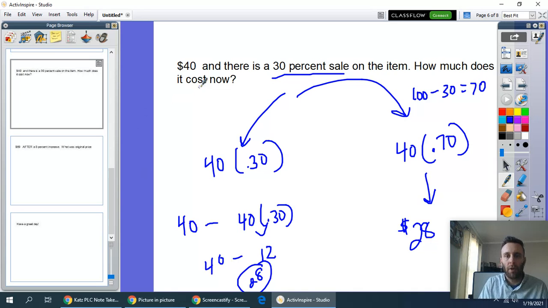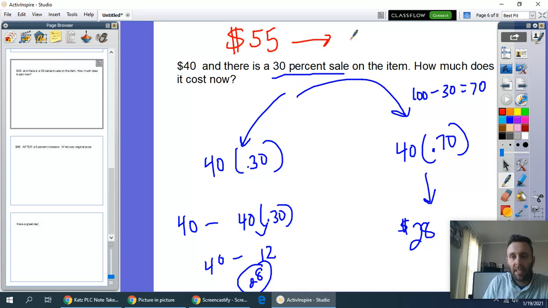Okay. Go ahead now, and I'm just going to write this problem up at the top. What if you went to a store and something was $55 and you noticed that it was on sale for, we're going to say, 40% off? What is the price of the item?